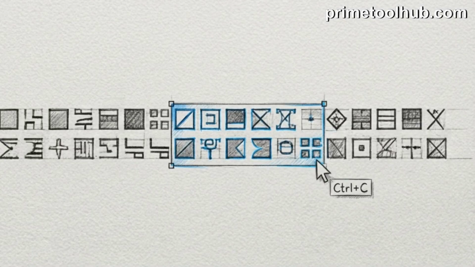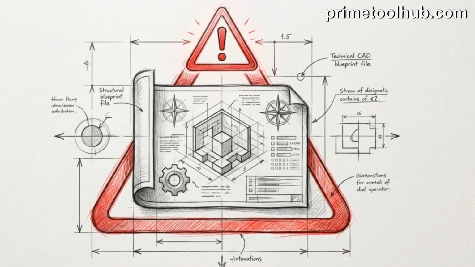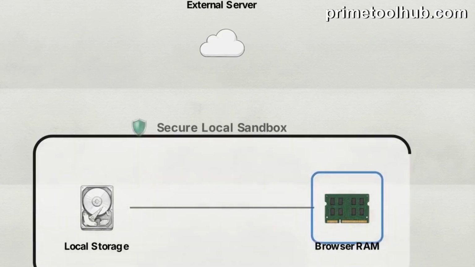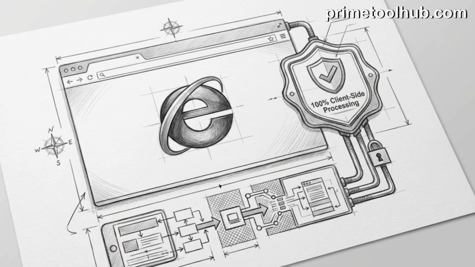Now that you have the reference string, open the Prime Tool Hub Secure Hash Generator in a new tab. You might be concerned about processing a sensitive or large file on a website. This tool uses the HTML5 Web Crypto API, which allows cryptographic operations to happen entirely within your browser's local RAM. Your file is processed locally on your device. 0 bytes of your data are ever uploaded to an external server. By utilizing these browser-native capabilities, you maintain control over your data while accessing enterprise-grade cryptographic tools.